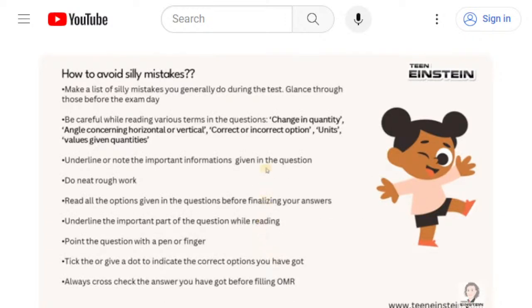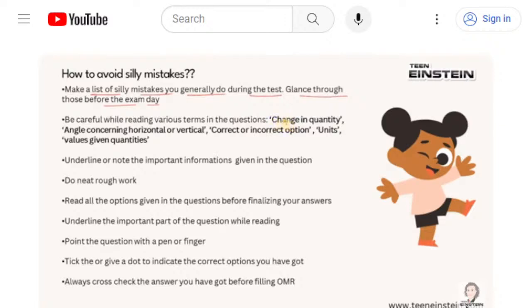Now, even if you are very good in solving problems, sometimes a few silly mistakes bring you down, and for that you may not be able to score better. So to avoid the silly mistakes, what you should do, you should make a list of silly mistakes you generally do during the test exams, and glance through those before the exam day. And see, there are a few points I'll mention over here which are the points of silly mistakes.